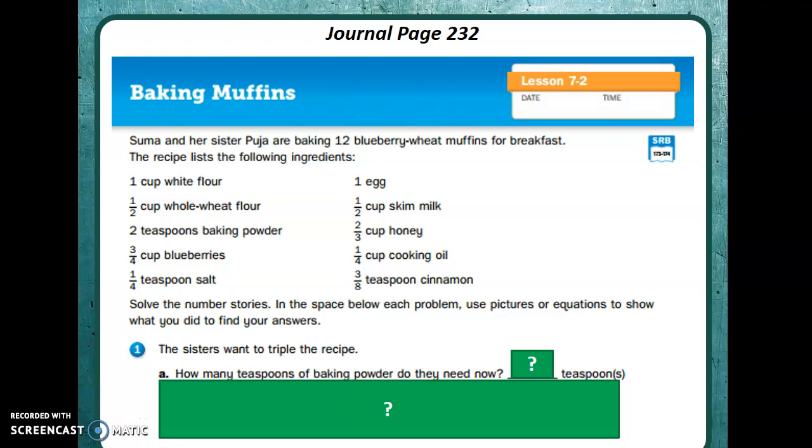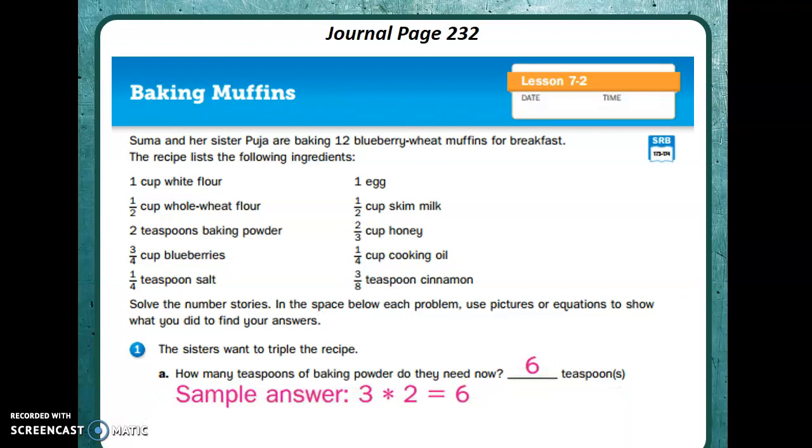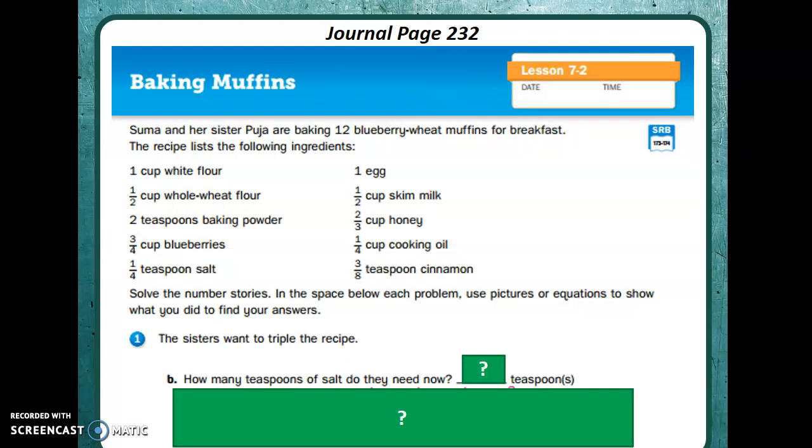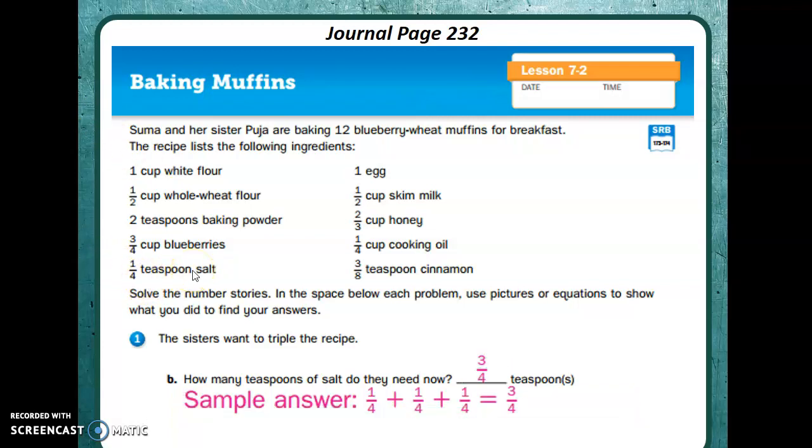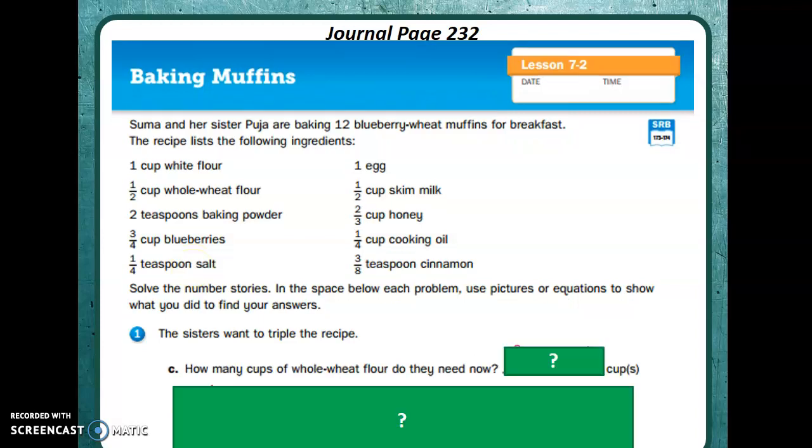All right, let's go over our answers now that you're finished your journal page. Number 1, the sisters want to triple the recipe. How many teaspoons of baking powder do they need now? 6 teaspoons. So you should have done 3 times 2 teaspoons. And letter B, how many teaspoons of salt do they need now? So they originally needed 1/4 teaspoon. If you multiply that by 3, you end up with 3/4 teaspoons.